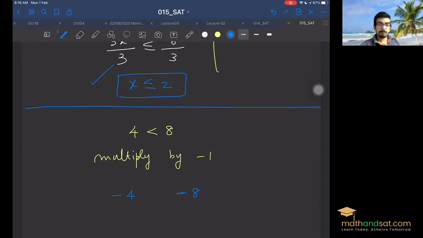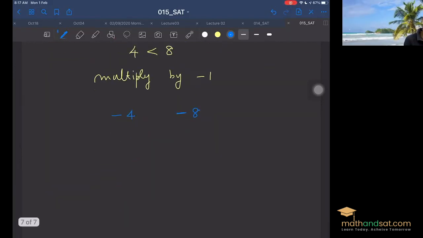Have you seen this in school? Have you realized this fact from school? That if you multiply an inequality with a negative number, the inequality will reverse its sign. Yes. Okay. So with a number line, let's see how this can be understood.